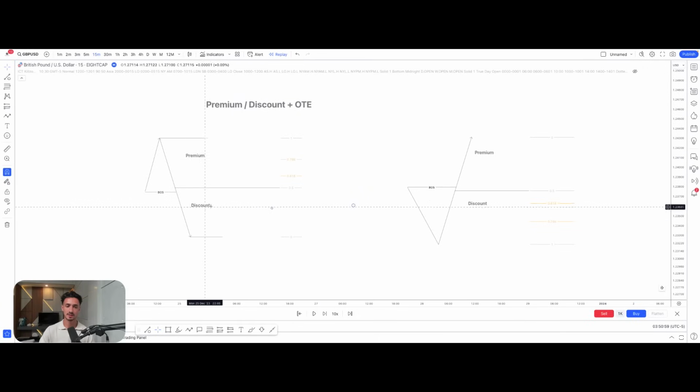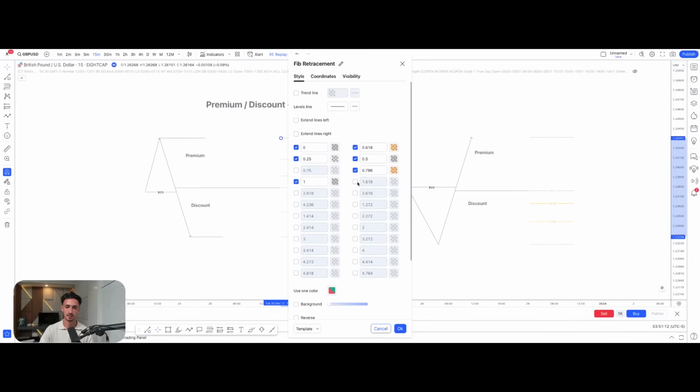And so premium and discount is essentially just separated with a 50%. The top half is the premium, the bottom half is the discount. So any price leg, you want to map out the high and the low using the fib. Now I'll give you the settings. So your fib will probably look something like completely random.